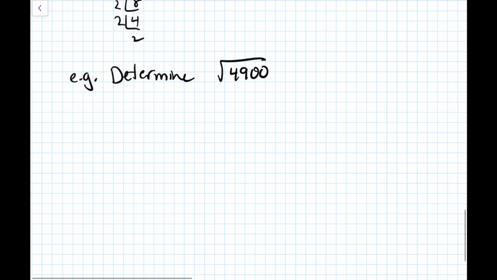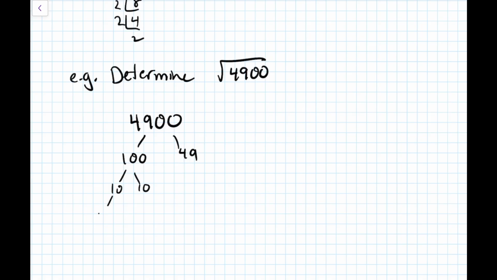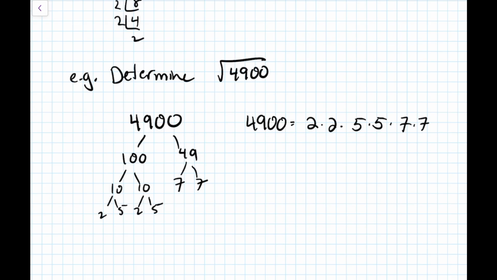All right, so 4900, if we break that down, probably the easiest way is to break it into 100 and 49. So that 100 is a couple of 10s, which is a 2 and a 5 and a 2 and a 5. The 49 is 7 times 7. So 4900 is 2 2's, 2 5's, and 2 7's.